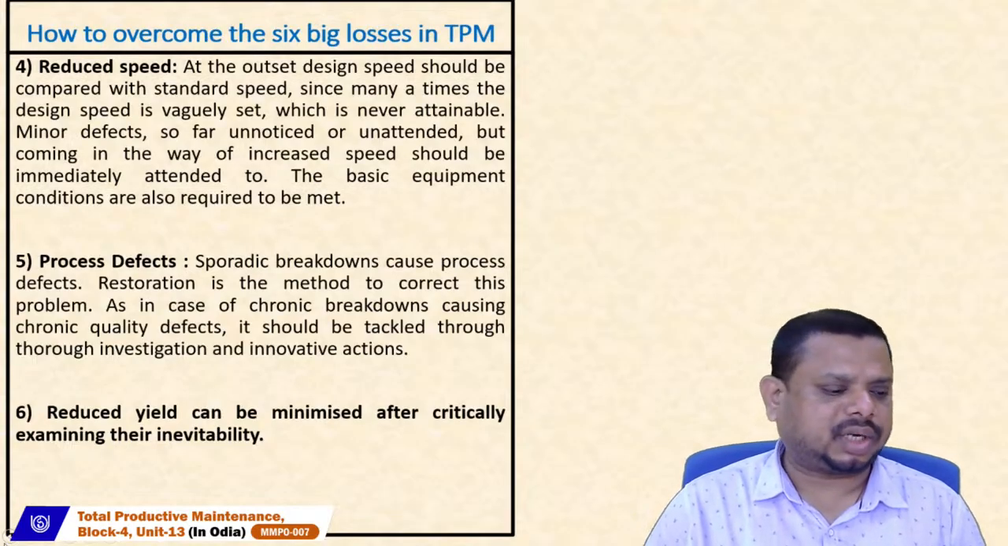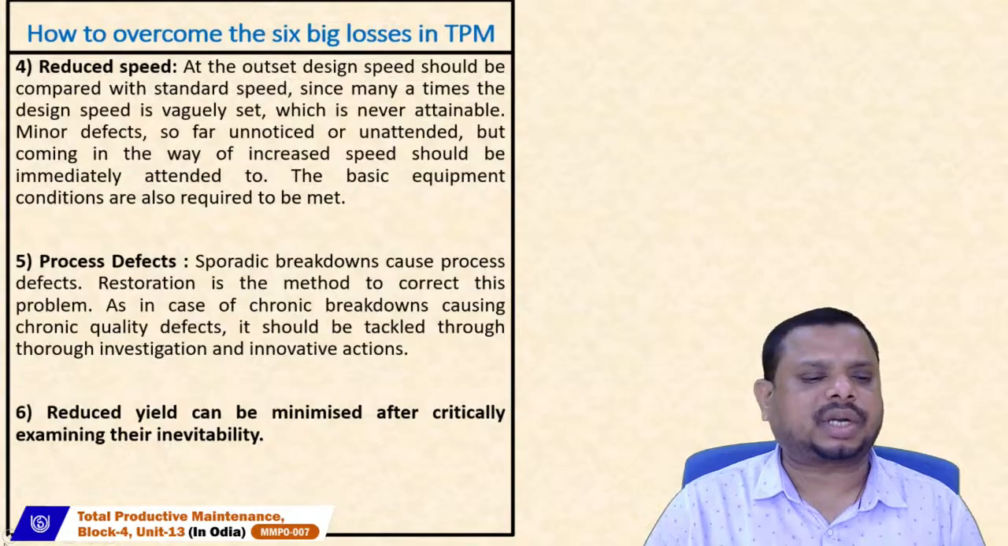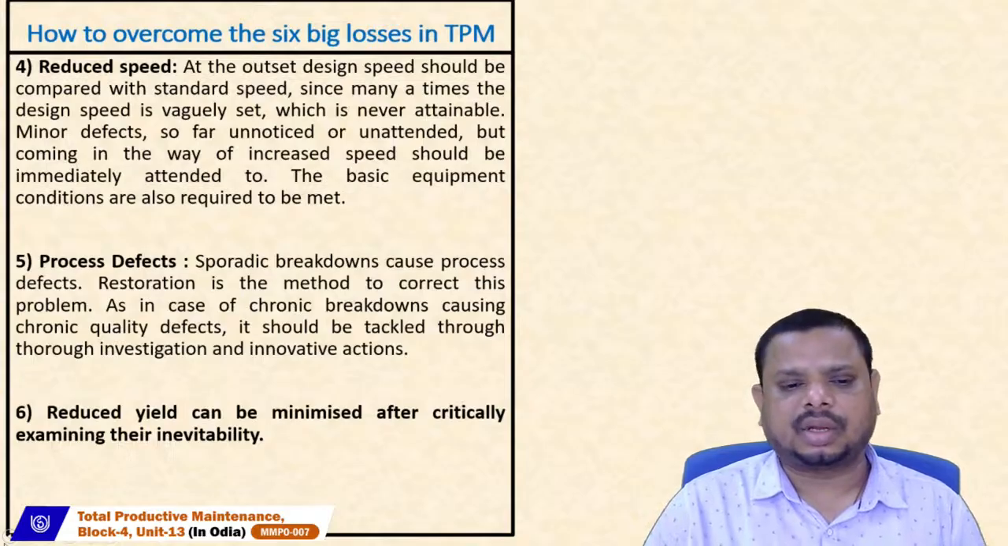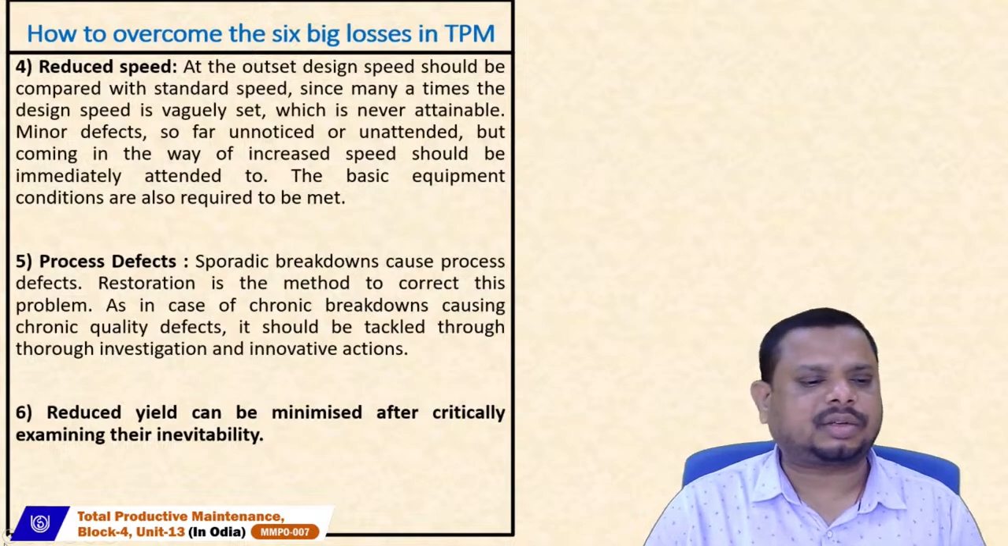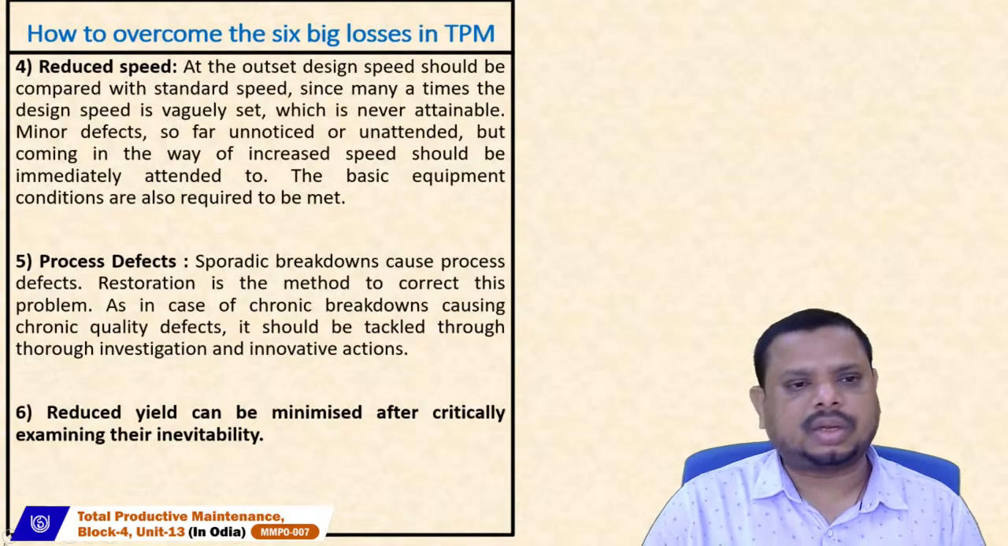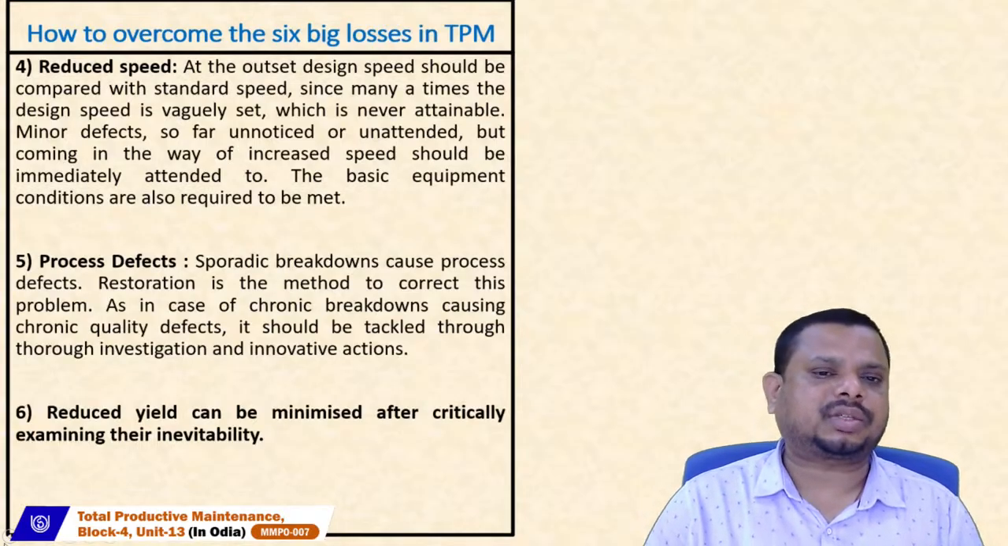And the last one is reduced yield, which can be minimized after critically examining inevitabilities. If you find the machine is inevitably a cause, in that case you should remove the machine and minimize the reduced yields. So these are the six big losses in total productive maintenance.